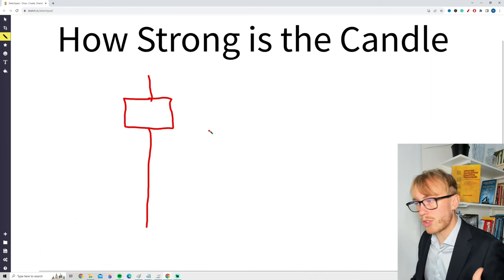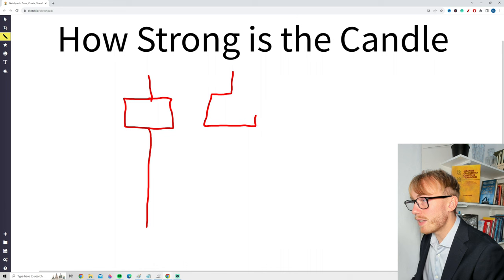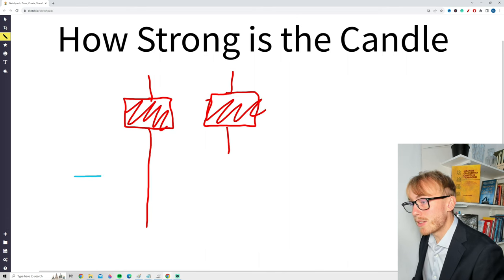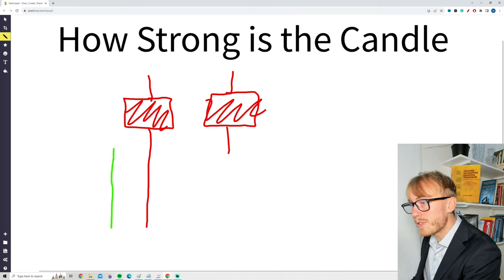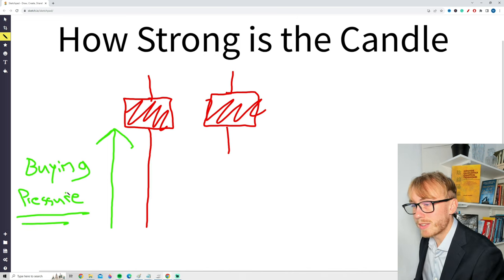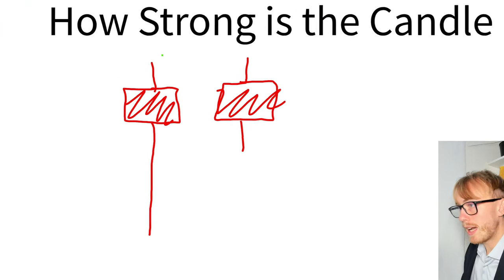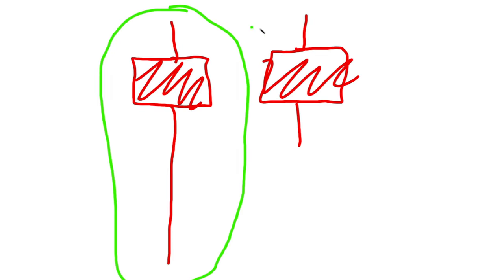The same thing is of course also true for red candles. Let's say we have one red candle that looks something like this, and then we have another red candle that looks maybe something like this. Once again, these two candles look very similar, but the big difference is that the one to the left has a long lower wick, while the candle to the right has a short lower wick. For this red candle to the left, you can see that we have lots of buying pressure. I'm so sorry for my ugly handwriting here, but we have much more buying pressure on the left one compared to the right candle. And this makes the candle to the left much more bullish compared to the candle to the right.